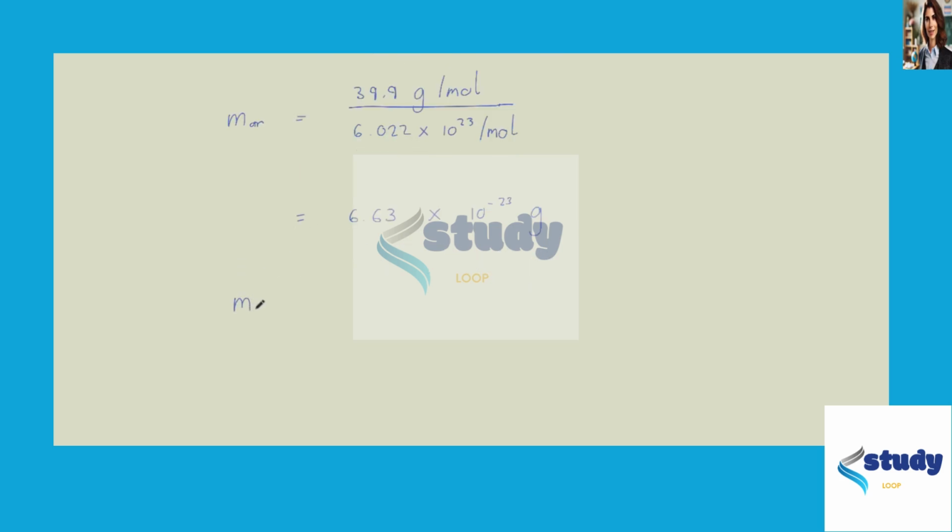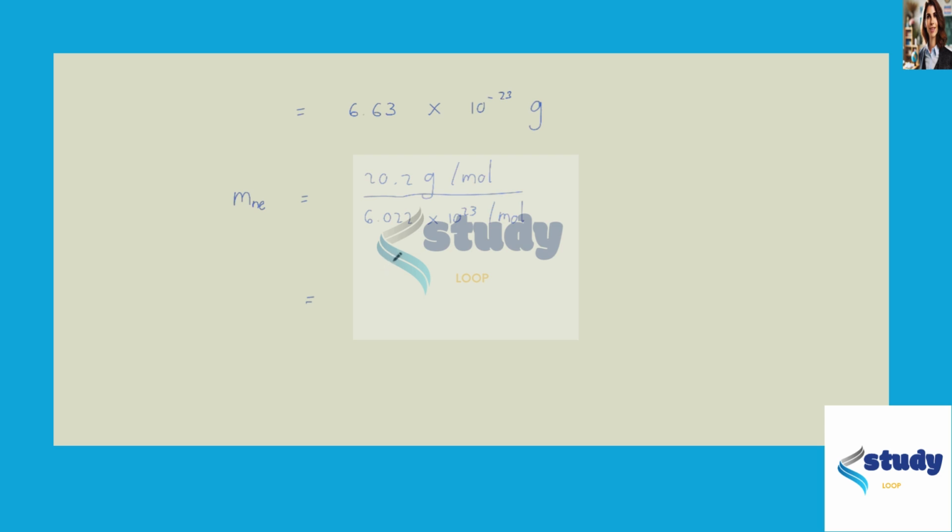The mass of neon, m_Ne, is equal to the molar mass of neon, 20.2 grams per mole, over Avogadro's number, 6.022 times 10 to the 23 molecules per mole, which gives us the mass of a single molecule of neon to be 3.35 times 10 to the minus 23 grams.